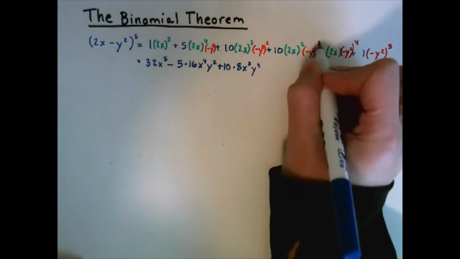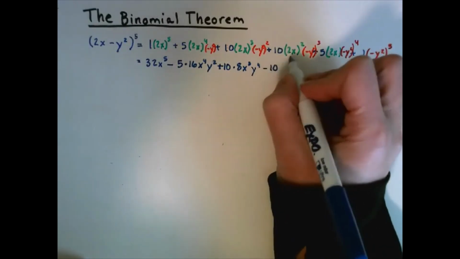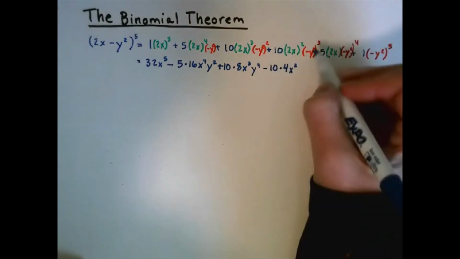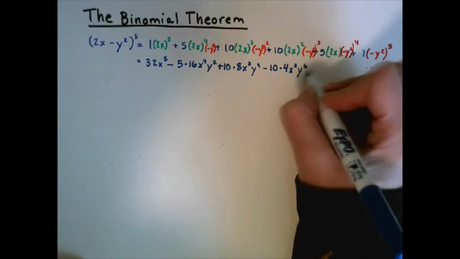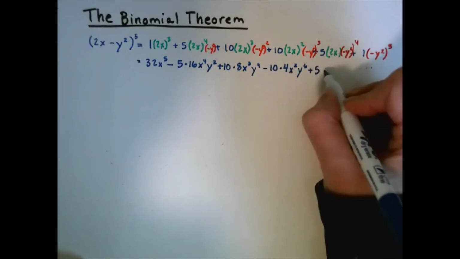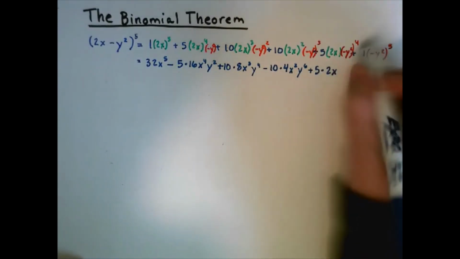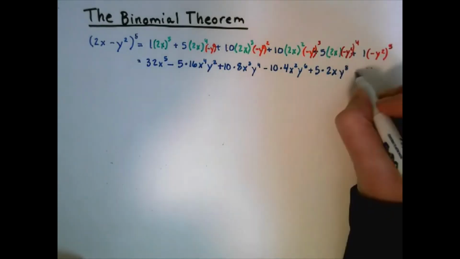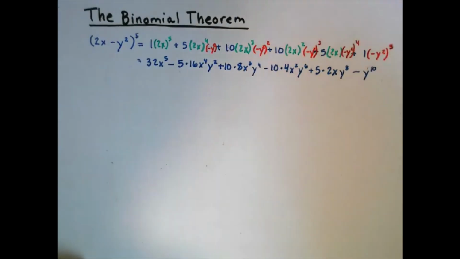Next one's going to be a negative to the odd power, so it's going to be negative 10. 2 squared is 4x squared. Then the negative y squared cubed is going to be y to the 6th. I already put the negative out front. This next one will be positive since it's to an even power. And then y to the 8th. The last one will be a negative y to the 10th.